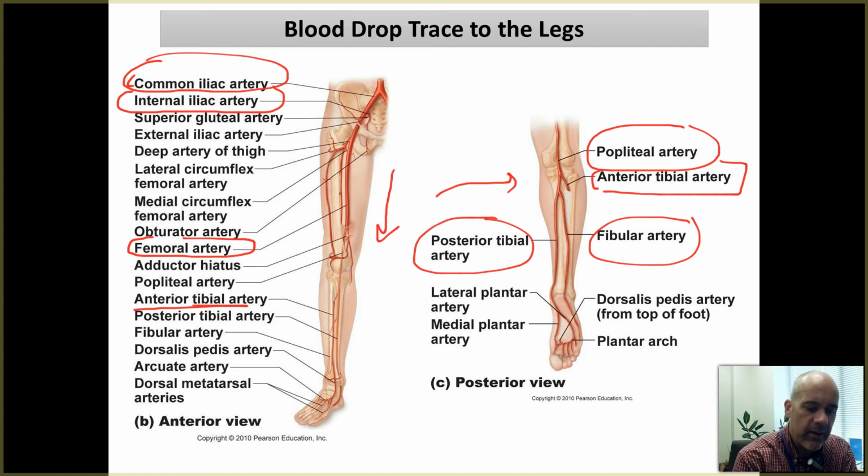Yes, those do then bring oxygenated blood into arteries that serve the foot. We're not going to learn the foot arteries, but just keep that in mind. You have several of those that supply different portions of the foot. Okay, so those are actually the only arteries that you have to learn for the legs. That's pretty straightforward.